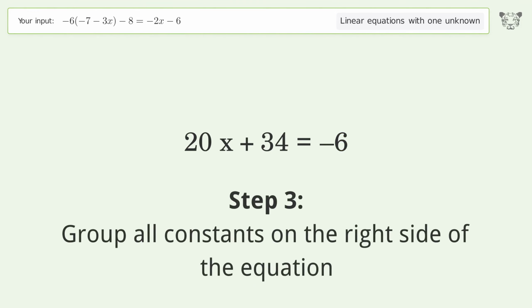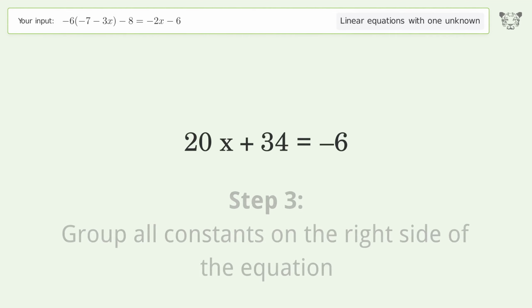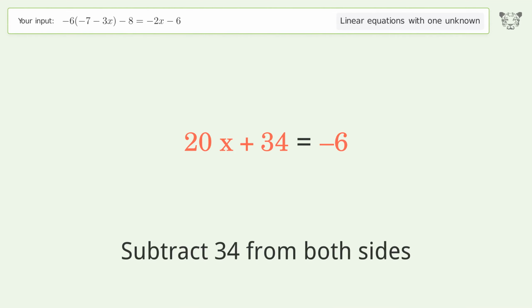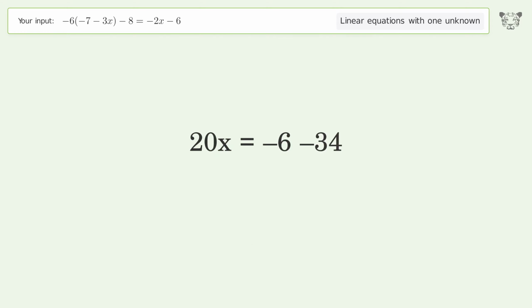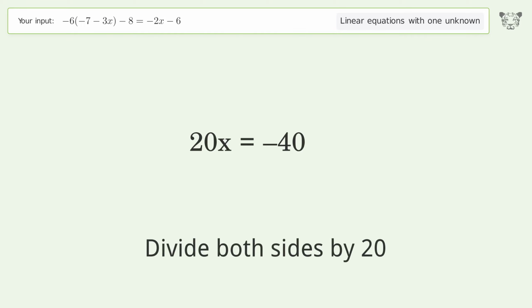Group all constants on the right side of the equation. Subtract 34 from both sides. Simplify the arithmetic. Isolate the x. Divide both sides by 20.